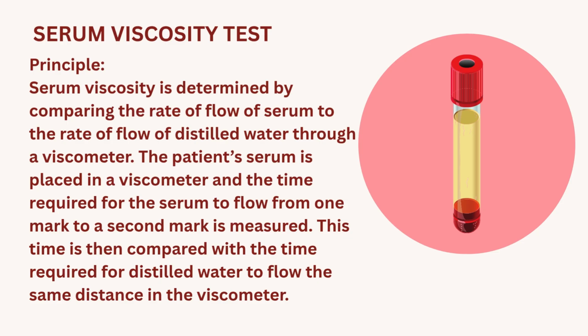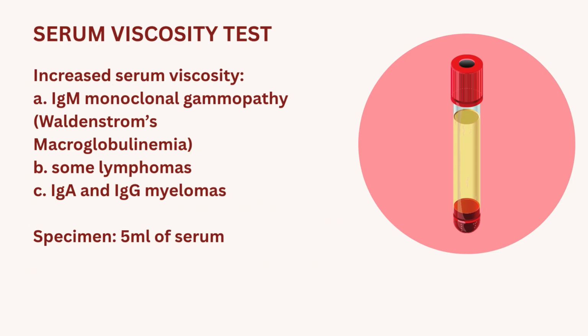The patient's serum is placed in a viscometer and the time required for the serum to flow from one mark to a second mark is measured. This time is then compared with the time required for distilled water to flow the same distance in the viscometer. So there will be increased serum viscosity in the following conditions: IgM monoclonal gammopathy, some lymphomas, IgA and IgG myelomas. The specimen here is 5 ml of serum.